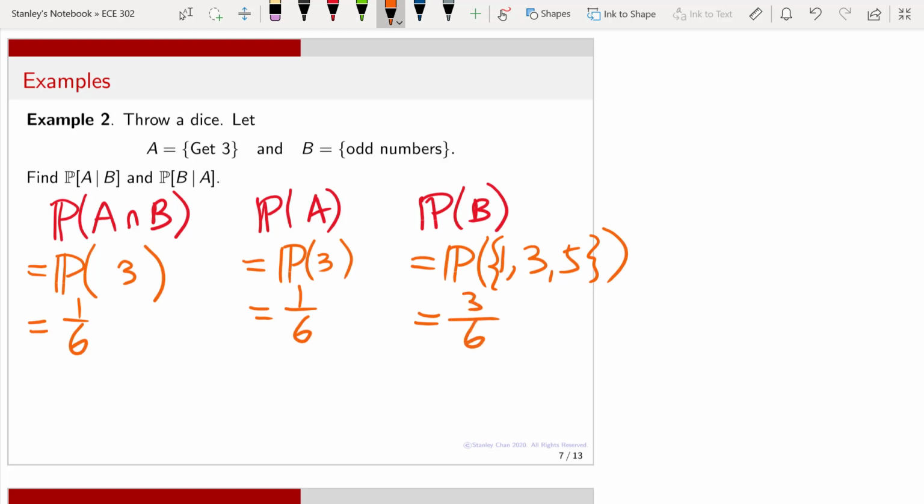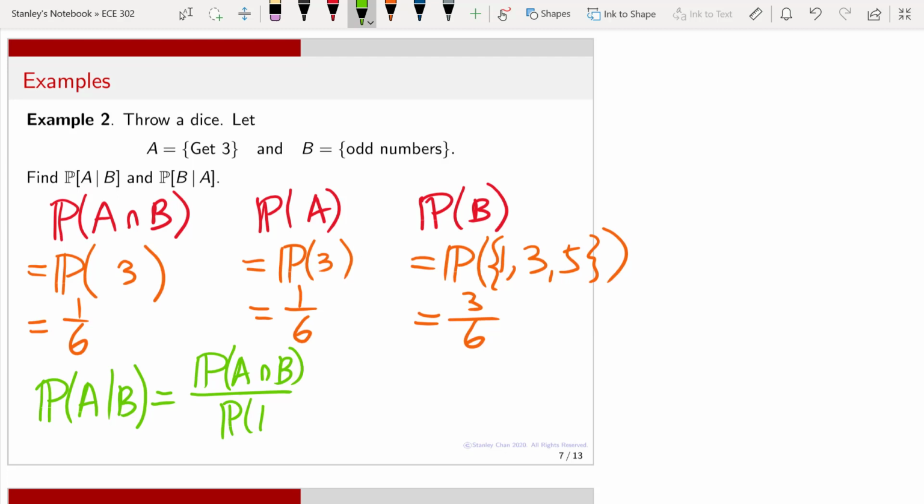So we have calculated the intersection, the event A, and the event B. Then we ask, what is the conditional probability of A given B? According to the definition, this is A intersect B divided by B. So you have 1 over 6 divided by 3 over 6. This will give you 1 over 3.